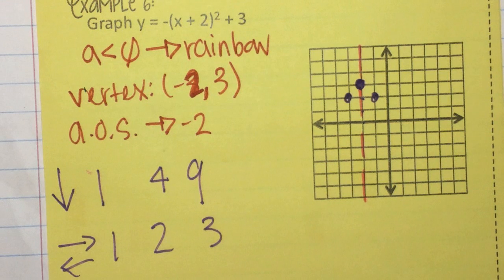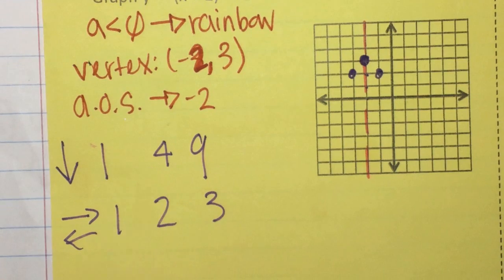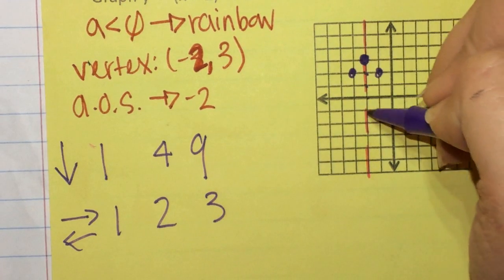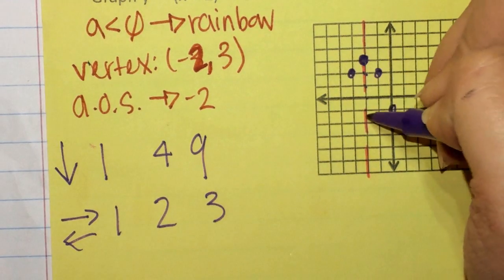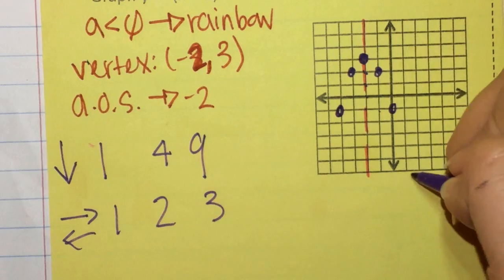Does everybody see what we did before we go any further? We used our first perfect square, and we went down 1, right 1, because 1 is the first perfect square. We use perfect squares because it's squared. Okay, now what do we do next? Down 4 to the right 2. Right 2, down 4, left 2. And then what do we do? Down 9 to the right 3.